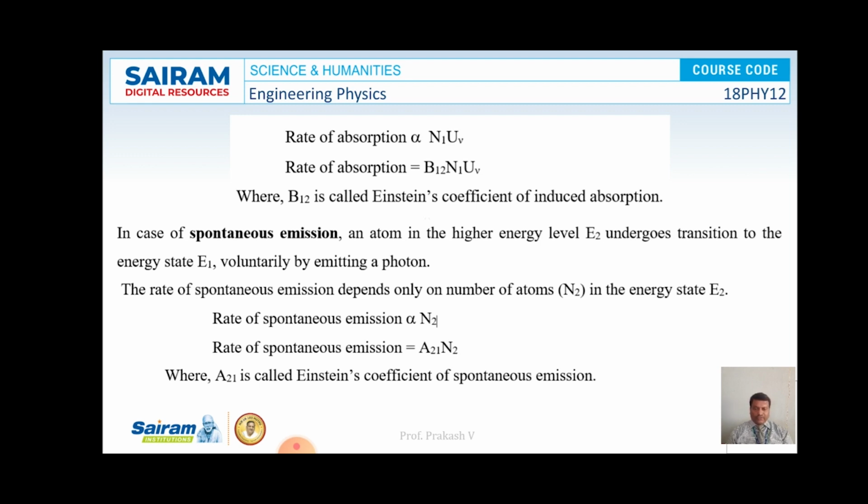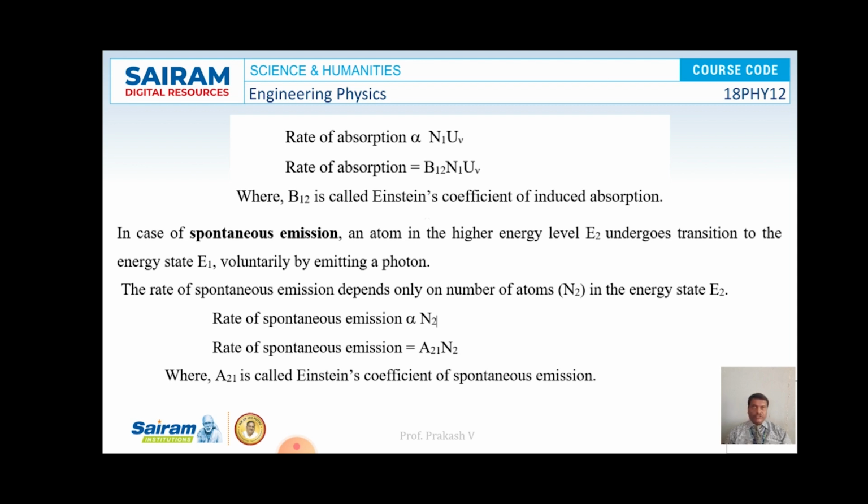In case of spontaneous emission, an atom at high energy level E2 undergoes transition to the energy state E1 by emitting a photon. The rate of spontaneous emission depends only on the number of atoms which are at the excited state, that is N2, in the energy state E2. Therefore, the rate of spontaneous emission is proportional to N2, or the rate of spontaneous emission is equal to A21 N2, where A21 is called Einstein's coefficient of spontaneous emission.